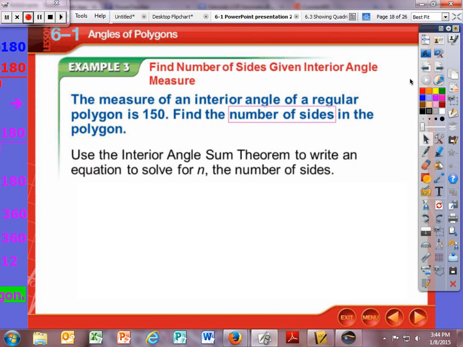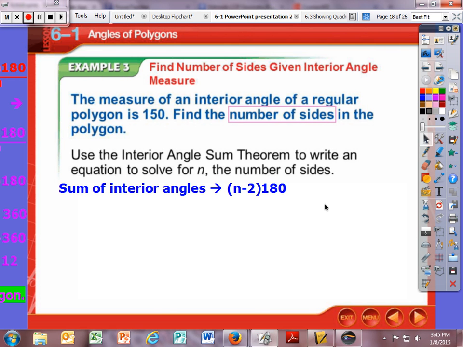Now let's take a look at this one. Again, it's a little bit different. The measure of an interior angle of a regular polygon is 150 degrees. Find the number of sides in the polygon. So what we need to do is realize that we're working backwards here. This time we're trying to find the number of sides, as opposed to actually finding the interior angle. They're giving us the interior angle. So let's take a look.